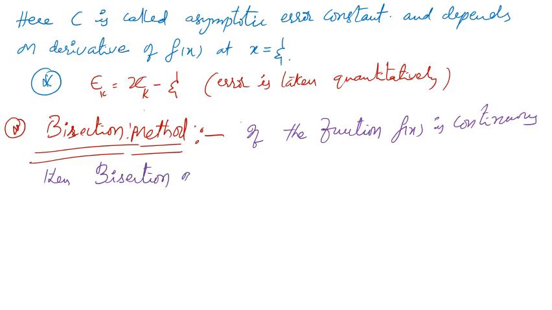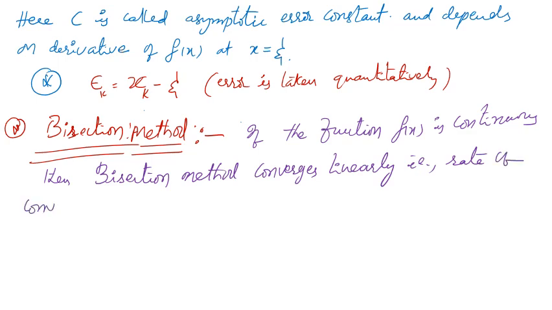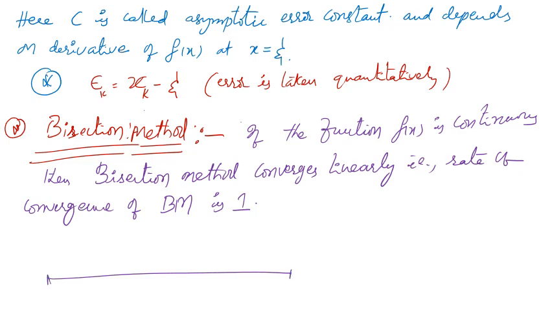Then bisection method converges linearly. Linear means what? 1. Linearly, that is rate of convergence of bisection method is 1. Okay, why this is 1? Because in bisection method we have to bisect the interval, that's it.